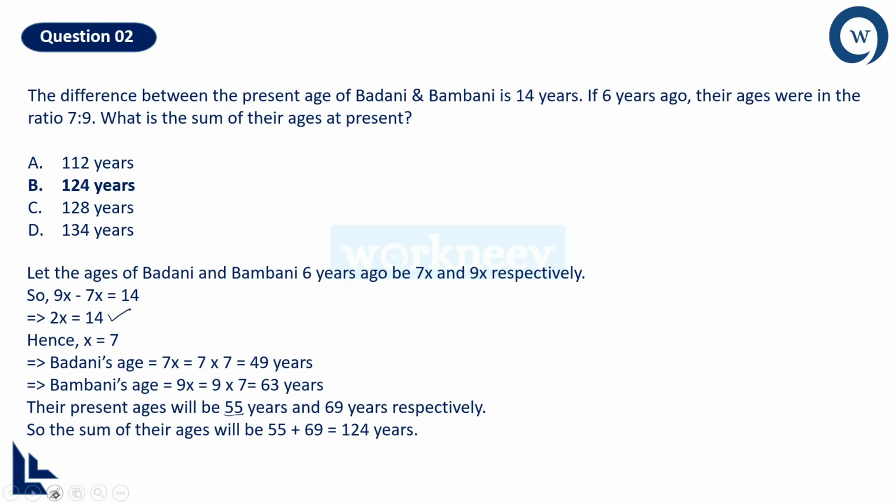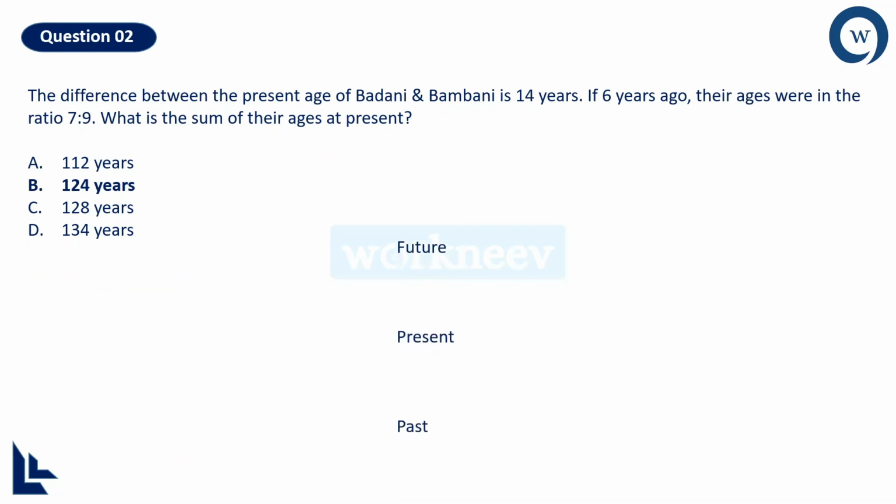Now let me demonstrate how the same problem can be solved in the shortcut method. Like I said, you need 3 sections to solve the problem: past, present and future, and the 2 people mentioned in the question are Badani and Bambani. Now let us go by the problem.